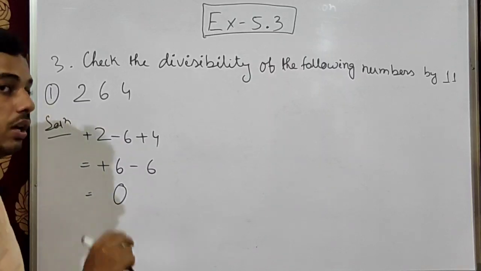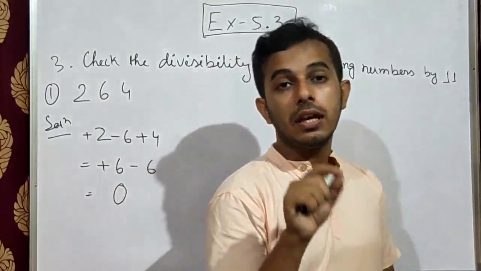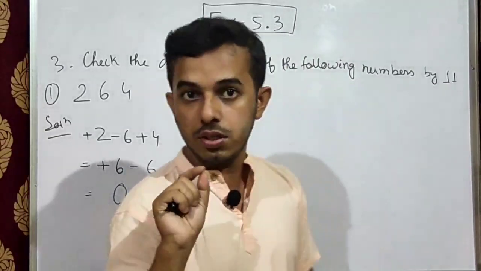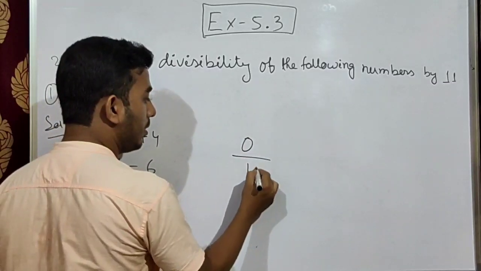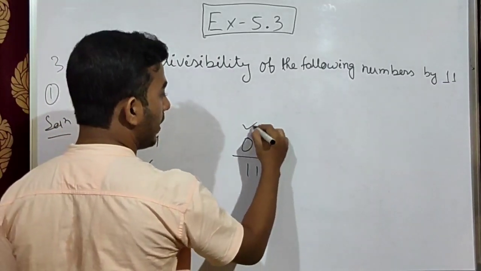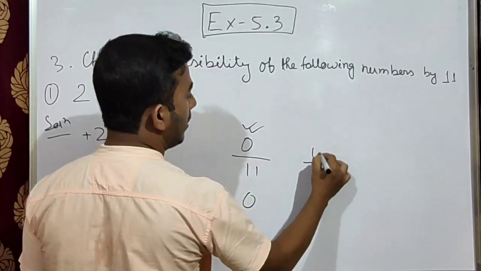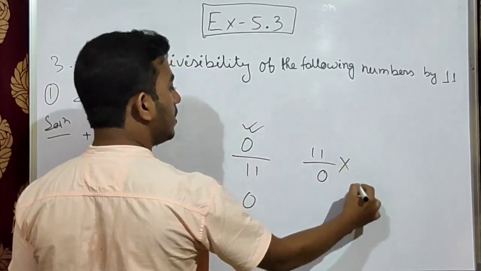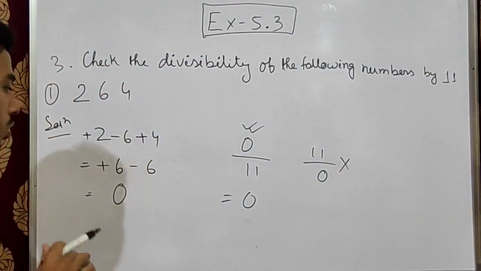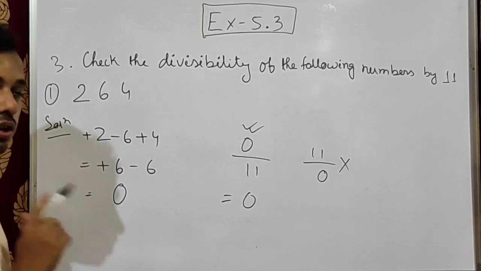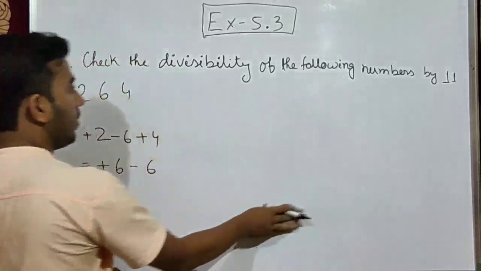Now can you say, is 0 divisible by 11? Yes, 0 is divisible by 11, but 11 is not divisible by 0. This line represents this: 0 divided by 11, this is possible, right? The answer will be 0. Now 11 divided by 0 is not possible, because its answer will be undefined. Up to this clear? So our answer is how much? 0. So 0 is divisible by 11. So we will write yes.